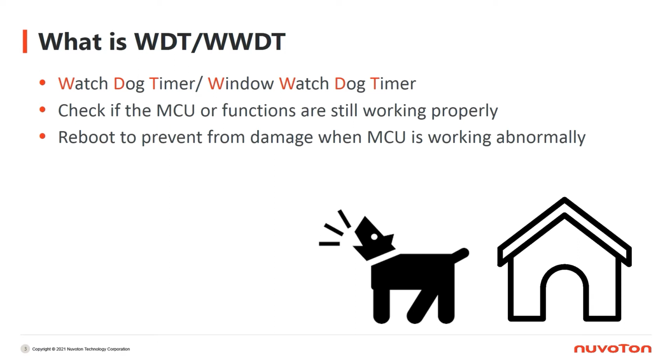For WWDT, it works the same way with WDT. However, there is a window for WWDT. It means that you have to feed the dog in a time window, not too early and not too late. If you feed the dog outside the window, it means something is wrong. Therefore, for WWDT, there is a specific time window that the system should send a signal.